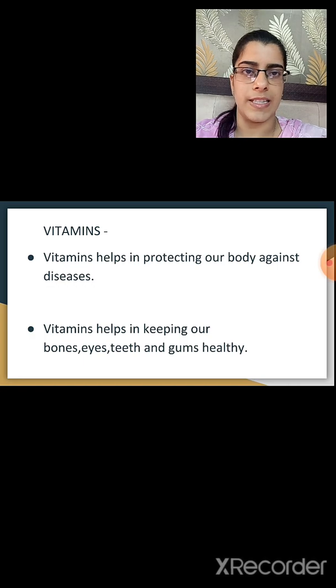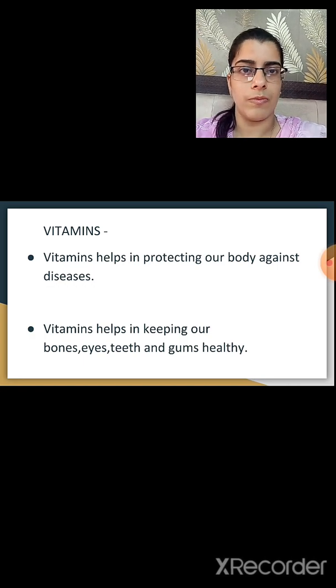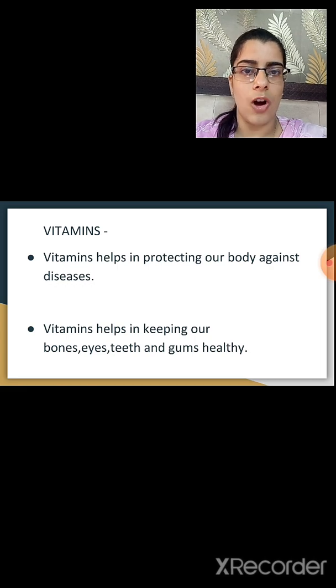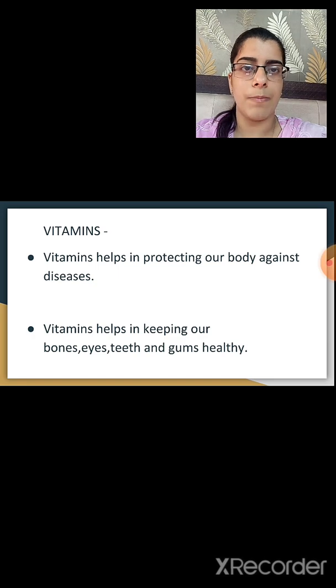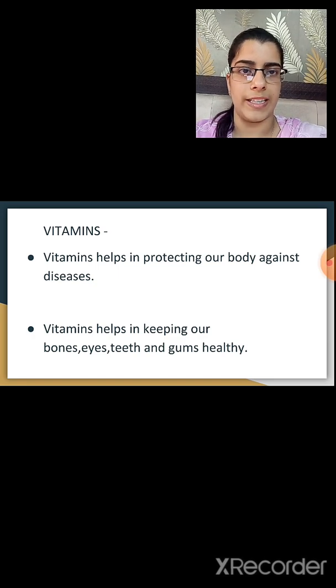Next is vitamins. So, what do vitamins do for our body? Vitamins along with minerals help to protect our body against various diseases. Therefore, vitamins and minerals are known as protective food for our body. Vitamins help in keeping our bones, eyes, teeth and gums healthy.